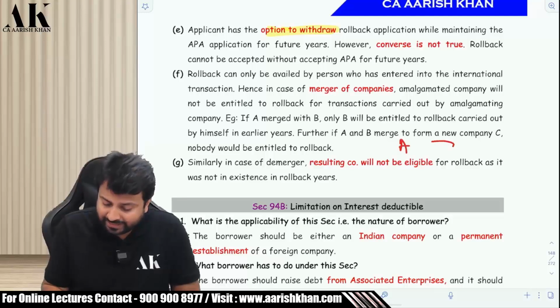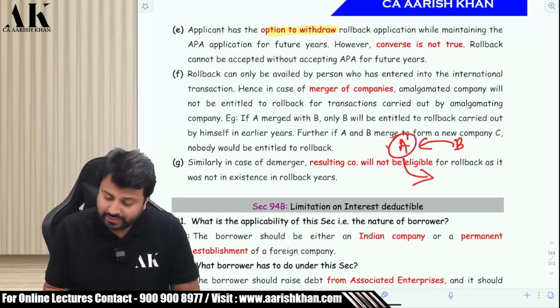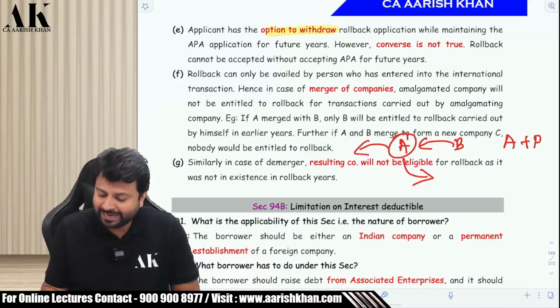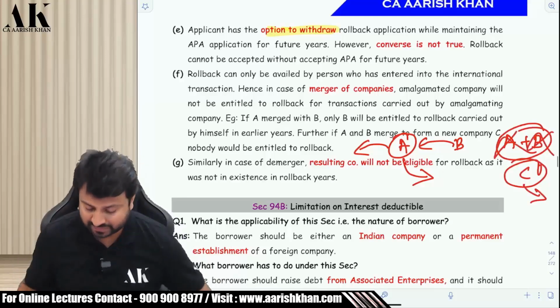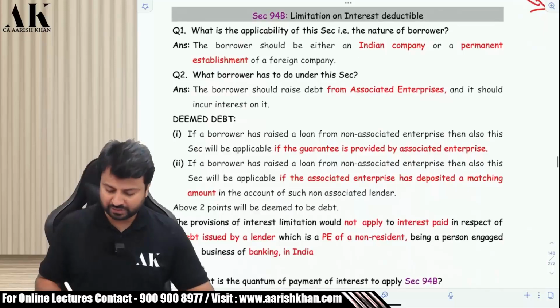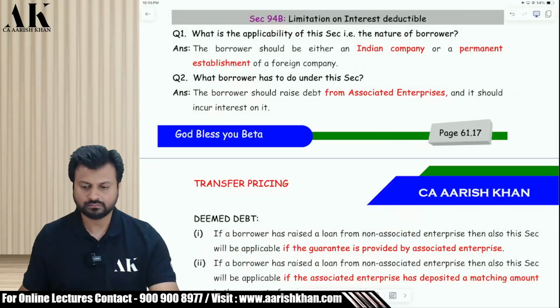So if A takes over B and if A makes an application for future transactions, A can also go for rollback. But if A and B merge and become C, and if C makes an application for future years, then A and B cannot go for rollback. This is what this provision has to say, and this is what the rollback provision is all about, and this one is very important. Okay.